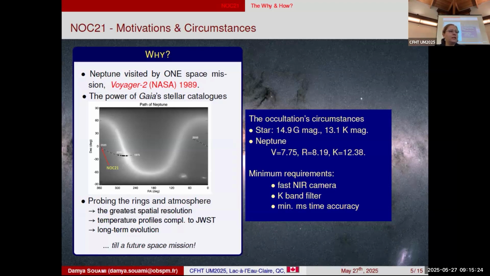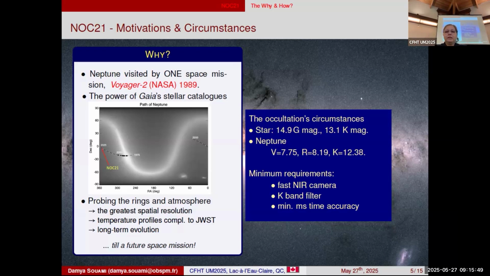And another thing is that if you send a space mission, obviously Voyager was just a flyby, but let's say you send a space mission, it has a limited lifetime. And the thing is that this allows us to probe and study the evolution over longer time scales. That is until hopefully we get someday another mission to Neptune, which does not seem to be happening very soon.